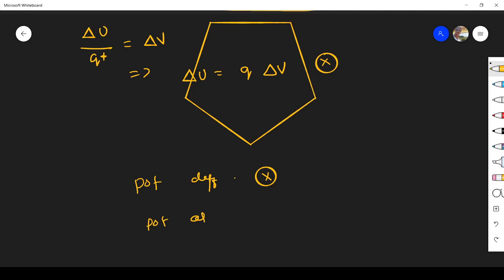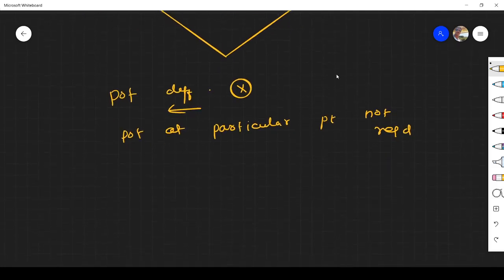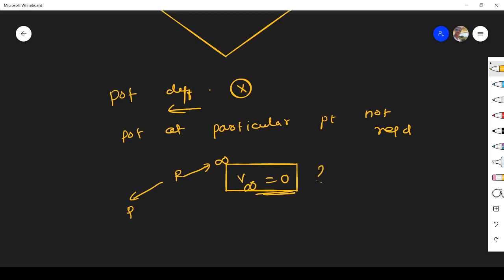Potential at a particular point is not an important quantity, not required. In real time, we are using only potential difference. So what we are going to do is move from one point to another point, that is from R to P. Instead of that, if I bring this R to infinity, potential at infinity becomes 0. Why potential at infinity becomes 0, we will see in the next class.